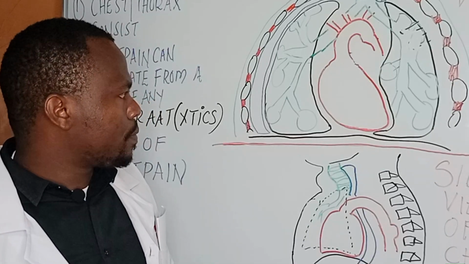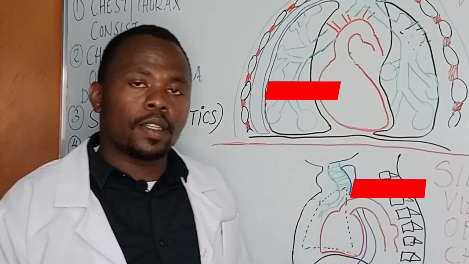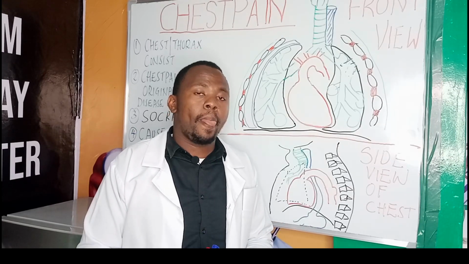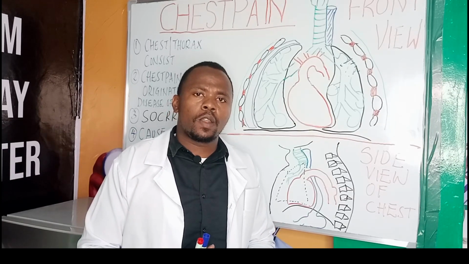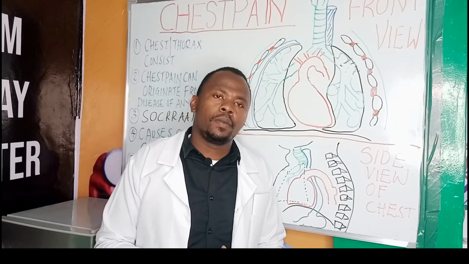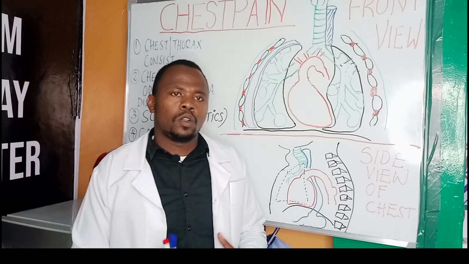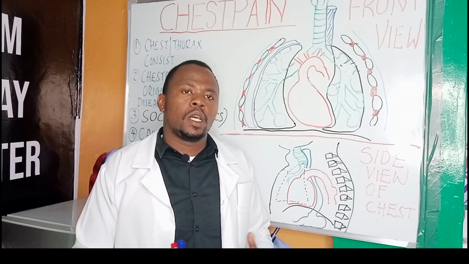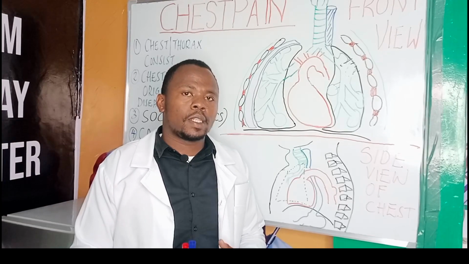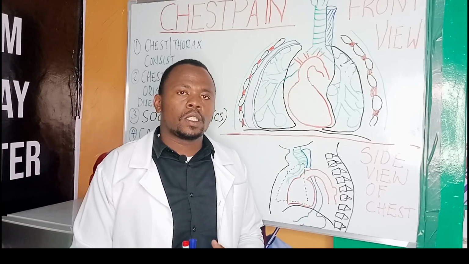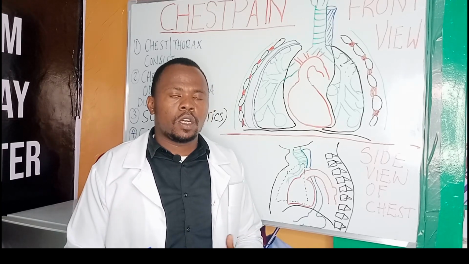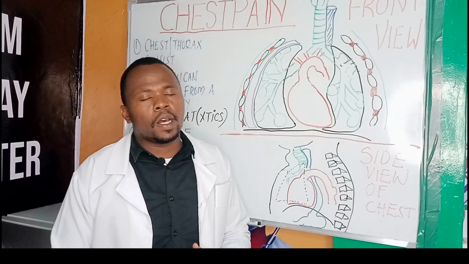Also, we have the causes of heart-related chest pain. One, we have a disease we call the heart attack. What is a heart attack? A heart attack occurs when a blood clot usually obstructs a coronary artery. The coronary artery is the blood vessel that supplies your heart with blood. Your heart usually needs oxygen. This oxygen has to be delivered through the blood.